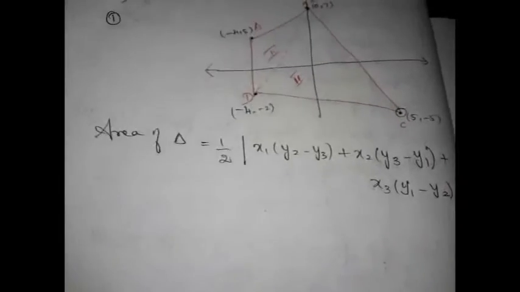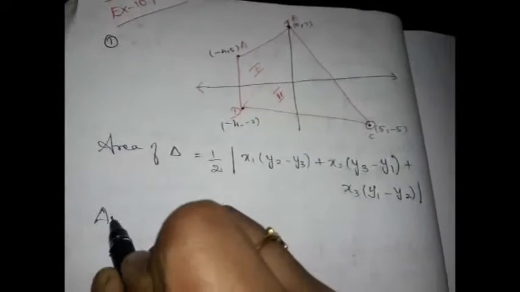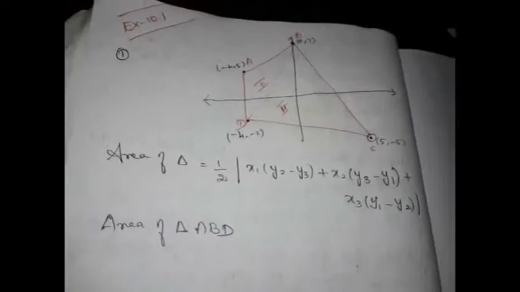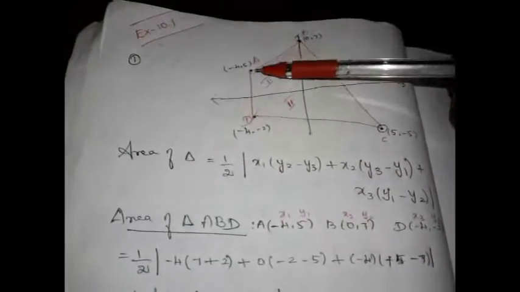This is how you can remember. Now let us find the area of triangle ABD. So we are going to find the area of triangle ABD. As I told you, first let us find the area of triangle ABD. You can name the quadrilateral in any order as you wish, but it should be cyclic. So I have named it as ABCD. I have taken this triangle first.